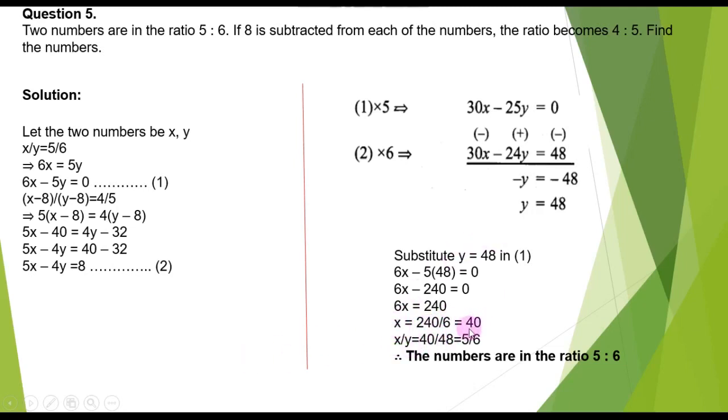So here we go, x and here we go, y. So x by y equal to 40 by 48. When you simplify, we get 5 by 6 using the 8 table. Therefore the numbers are in the ratio 5:6.